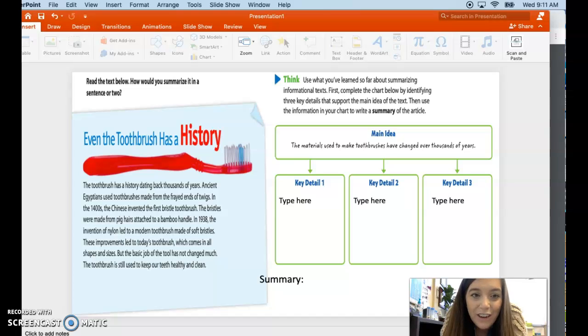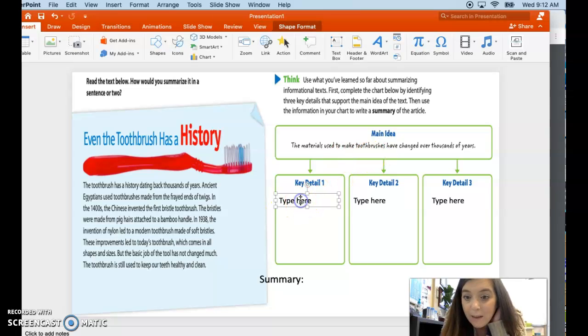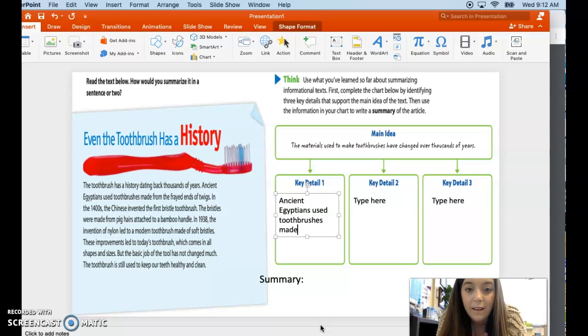So I've got that ready for us to go over here. So remember, our goal is how would we summarize every toothbrush has a history. So we know that the materials used to make toothbrushes have changed over the years. So I'm going to look over here. It says the toothbrush has a history dating back thousands of years. Ancient Egyptians used toothbrushes made from the frayed ends of twigs. Well, I know that that's a material that was used to make a toothbrush, so I'm going to type that as my first key detail. So I'm going to say ancient Egyptians used toothbrushes made of twigs. All right, so that's my first key detail.